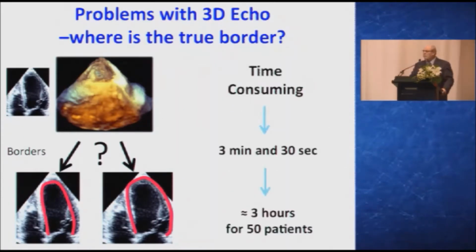The other important thing is that what we are now supposed to do in the echo lab, biplane left ventricular and left atrial volumes, is very time consuming. If an echo lab does 50 echocardiograms in a day, we calculated that one patient takes approximately 3 minutes and 30 seconds for this calculation. So about 3 hours of the day go into making these calculations with 2D echo.